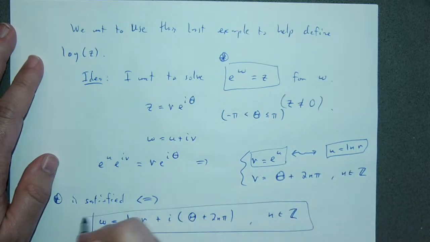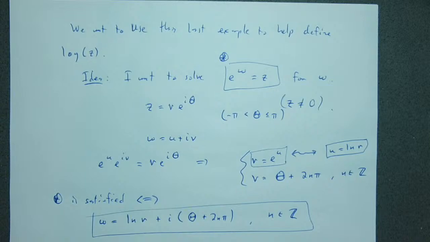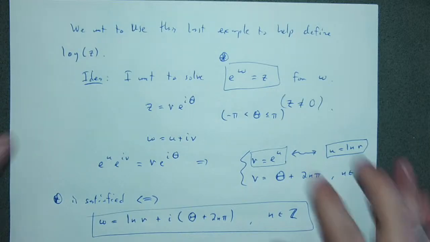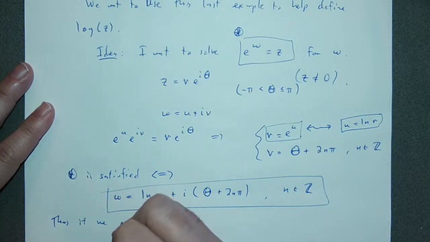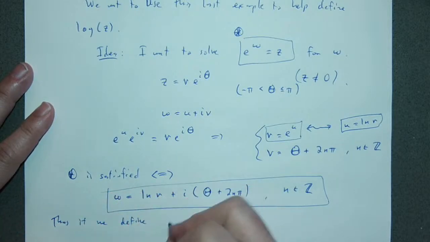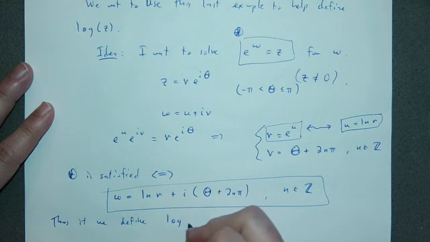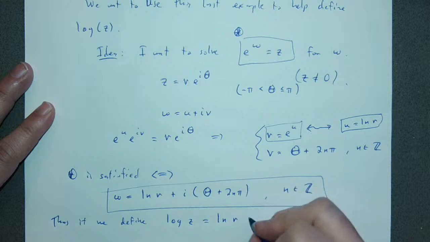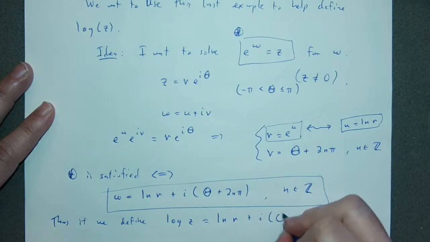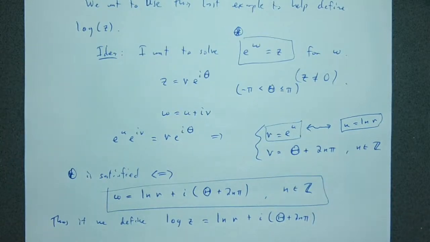All right, so we did solve that equation as we like. Thus, we define log z to be exactly this value, so ln of r plus i times (big theta plus 2n pi), where n is an integer.